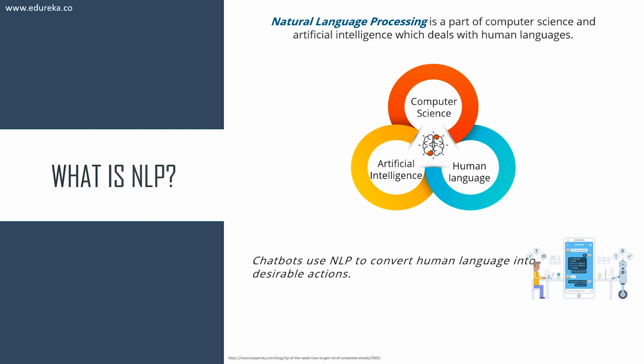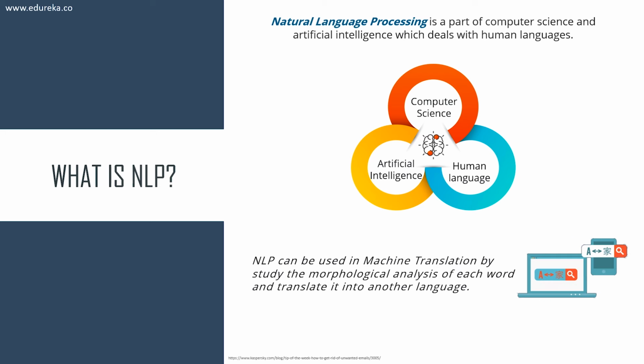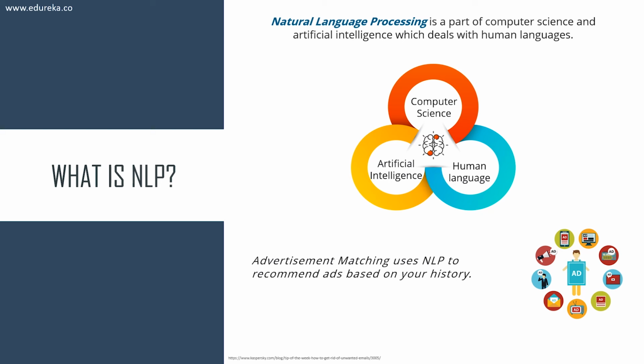Now, chatbots use natural language processing to convert human language into desirable actions. We also have machine translation. NLP is used in machine translation by studying the morphological analysis of each word and translating it to another language. Advertisement matching is also done using NLP in order to recommend ads based on your history, right? These are a few of the applications of NLP.